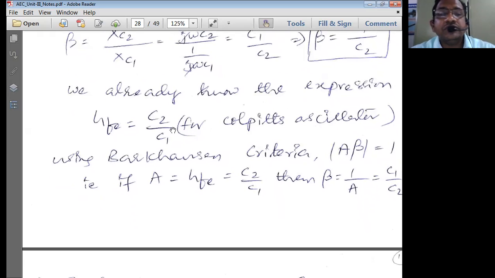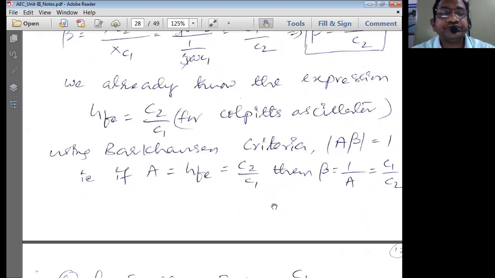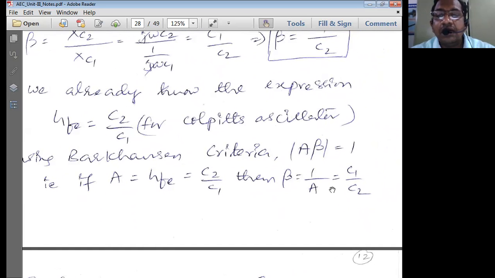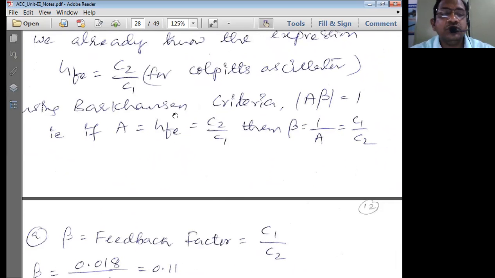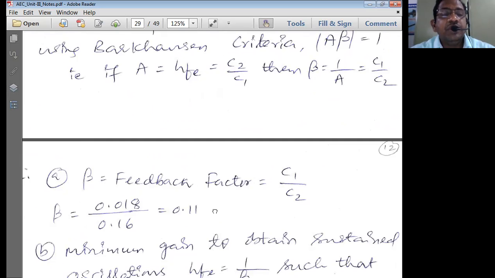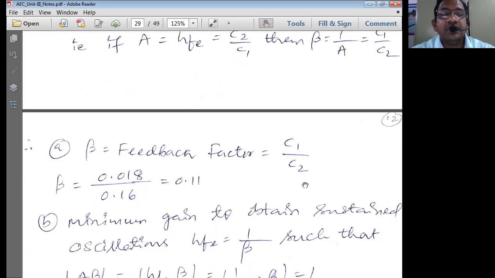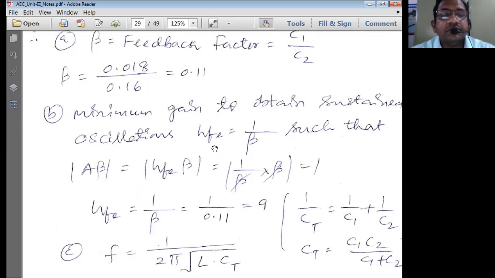Therefore, for Colpitts oscillator, using Barkhausen criteria, A beta is equal to 1. From this, I can say beta is equal to 1 by A, or otherwise beta is equal to C1 by C2. Another way, we can simply compute A beta if you know A, so you need not use the circuit symbols. The feedback factor called beta is C1 by C2. C1 is given, C2 is given, so we can find beta. Beta is a constant value with no dimensions, no units, because it is a constant.